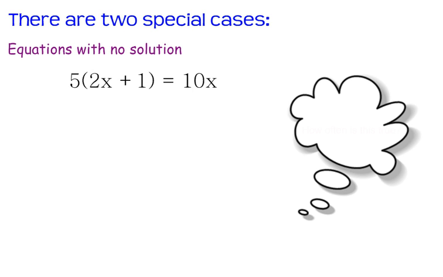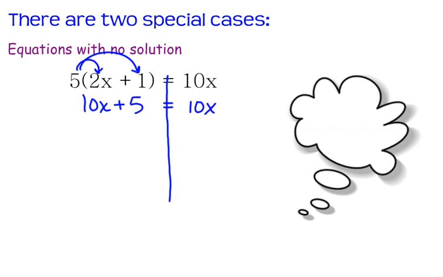There are two special kinds of problems, and the first one is called equations with no solution. So it looks like I need to distribute here first. I'll put in my balance line, and I'm going to do 10x, 5 times 1 is 5. I've got the variables on both sides. I need to try and move them to one side. I would have to subtract 10x here. What I do on one side I do to the other, so I'll have to subtract 10x here.